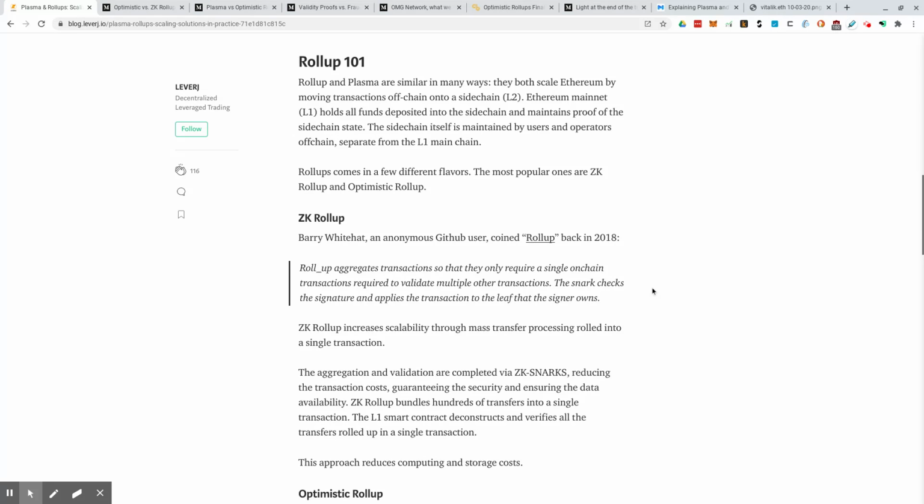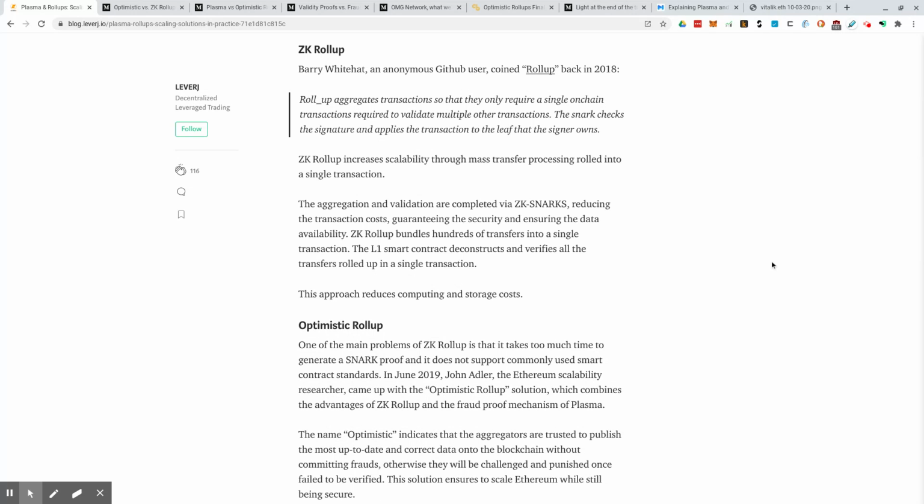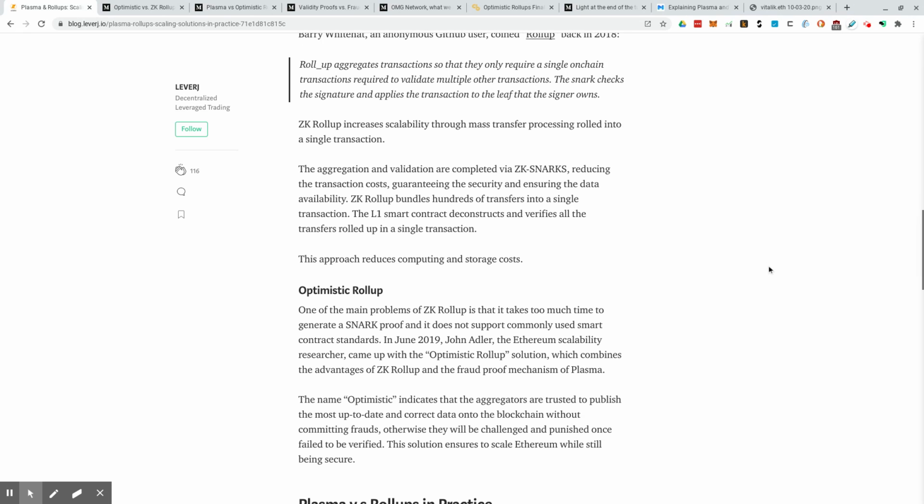Rollups come in a few different flavors. The most popular ones are ZK rollups and Optimistic rollups. ZK rollups increase scalability through a mass transfer process rolled into a single transaction. The aggregation and validation are completed via ZK-SNARKs, reducing the transaction costs, guaranteeing the security, and ensuring the data availability.